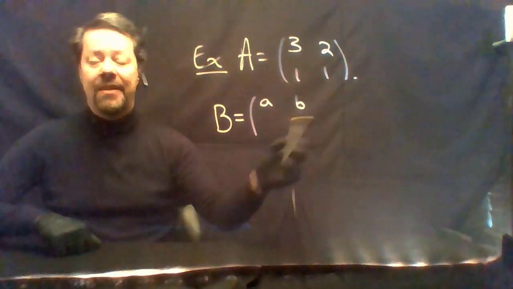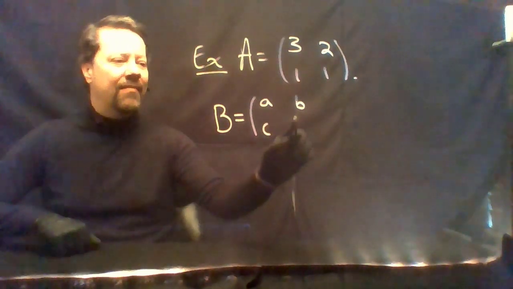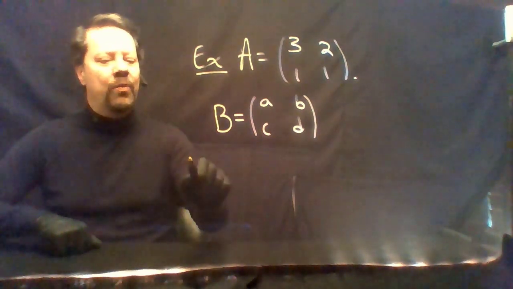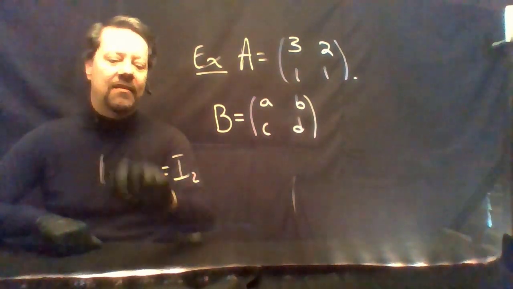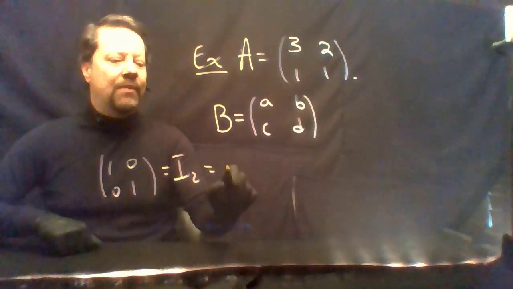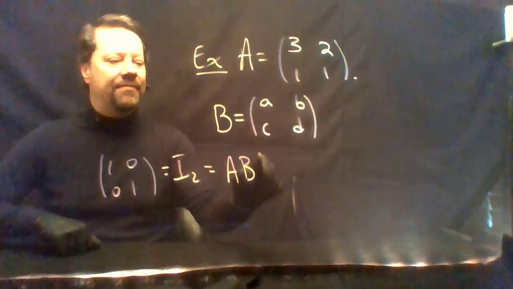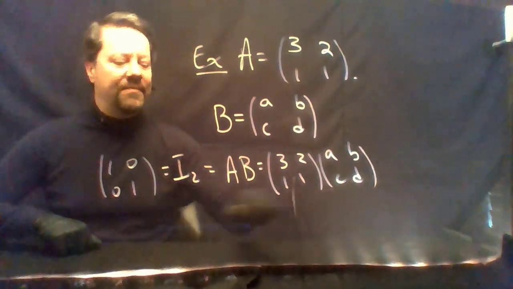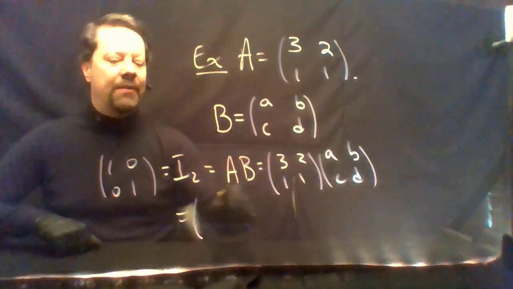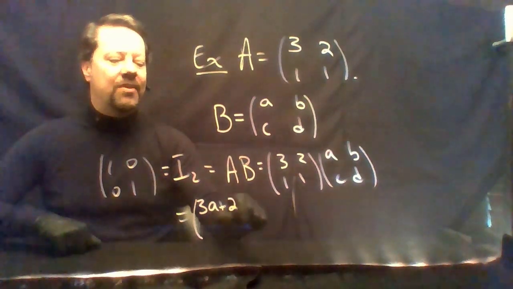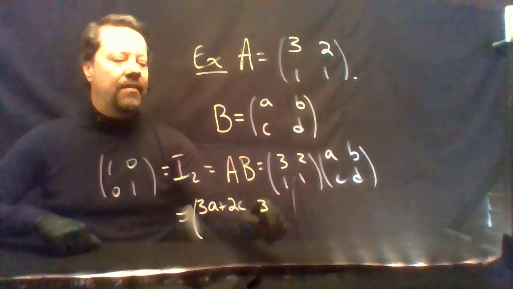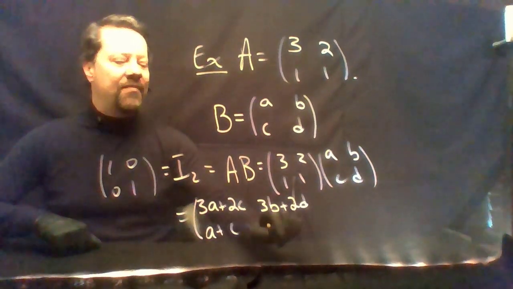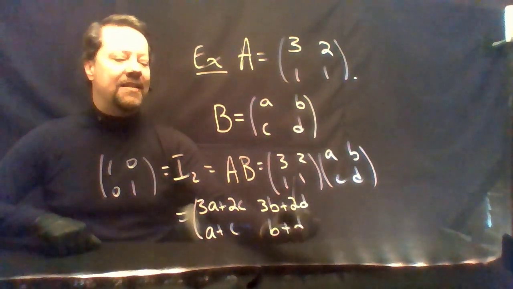A priori, we have no idea what this matrix is. So let's just fill in the blanks with variables, A, B, C, D. We require that the 2 by 2 identity, 1, 0, 0, 1, is equal to the product AB. That's going to be 3, 2, 1, 1 times A, B, C, D. When we multiply, we'll get 3A plus 2C, 3B plus 2D, and then A plus C, followed by B plus D.